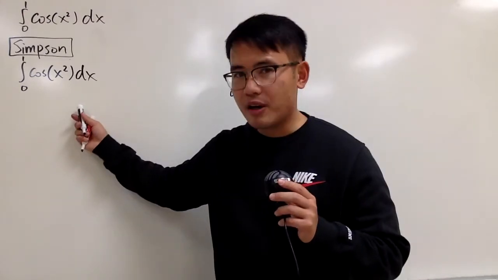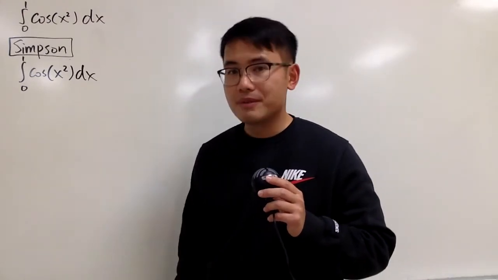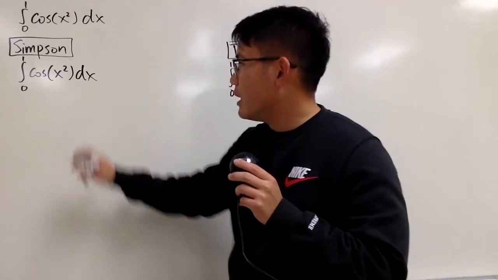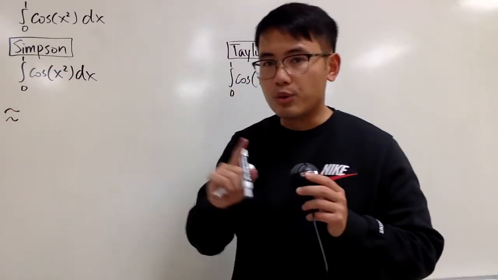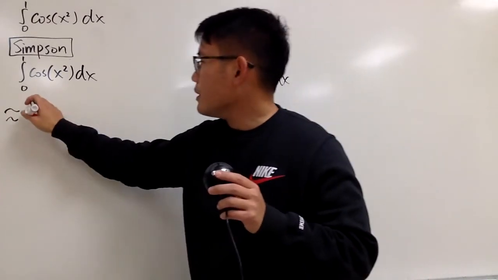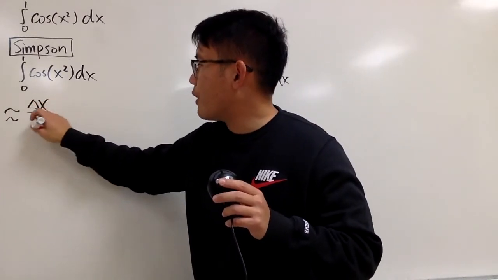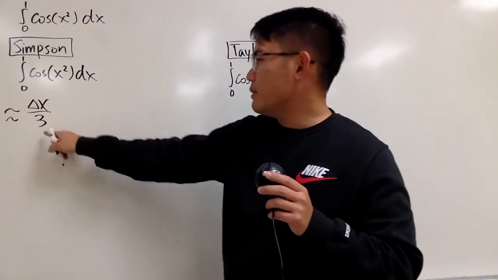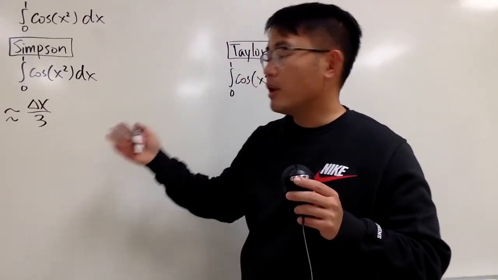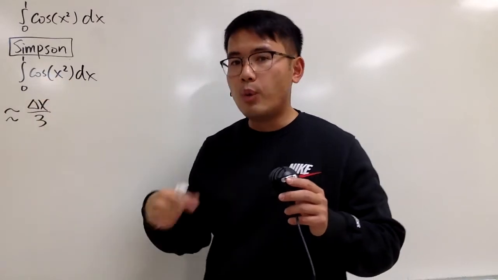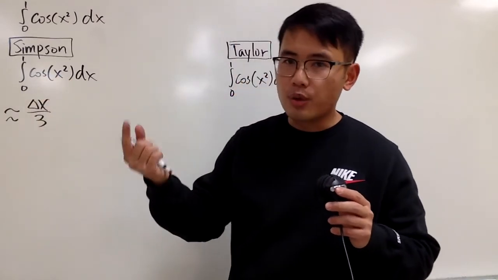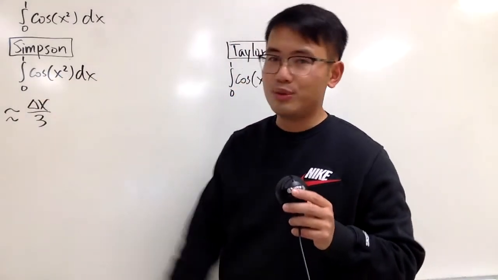Anyway, we are going to start off with the Simpson's rule. Here we go. This integral is approximately, by the Simpson's rule, I will write down the formula for you guys first. We have the delta x over 3. And why over 3? You can just imagine you're using parabolas to do approximation for this. And when you integrate a parabola, when you have the x squared term, you get the over 3, right?